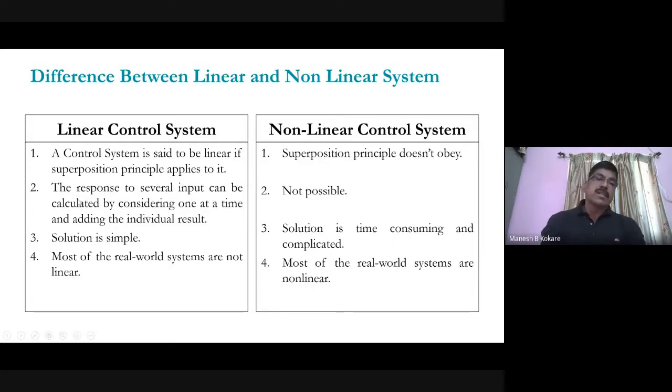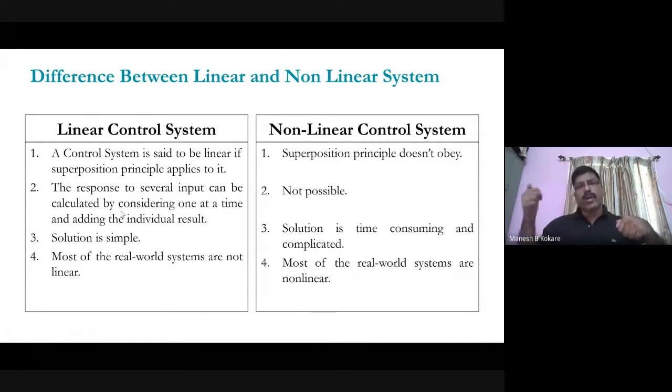The second difference between a linear control system and a nonlinear control system is that the response to several inputs can be calculated by considering one at a time and adding the individual results. That means when you apply x1, you get the output y1 in a linear control system. When you change the input from x1 to x2, you get the output y2. If you change to x3, you get y3. Now, if you apply x1 plus x2 plus x3, your output will be y1 plus y2 plus y3.